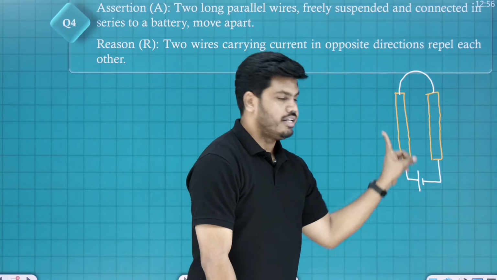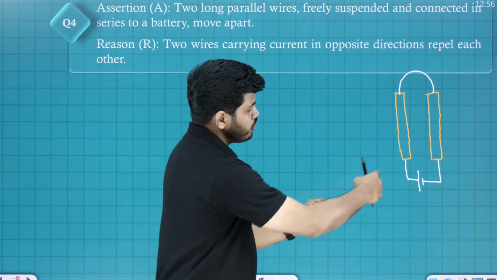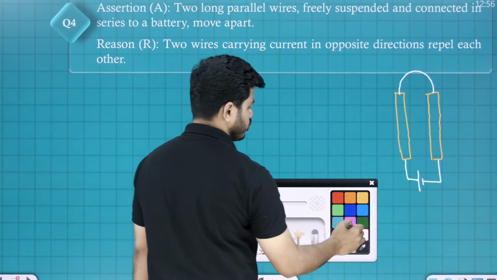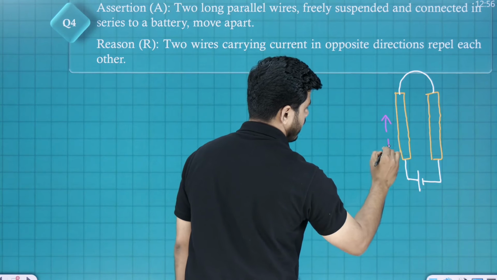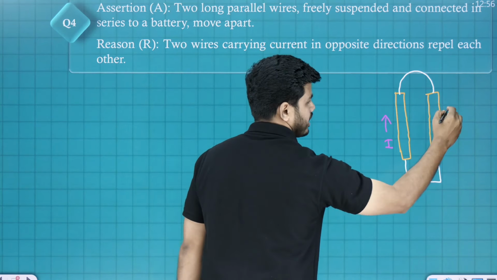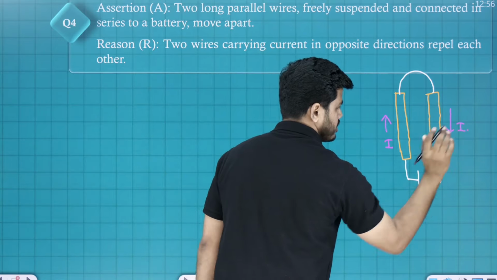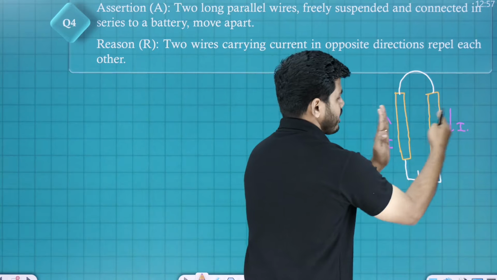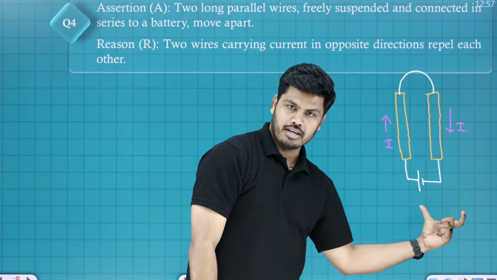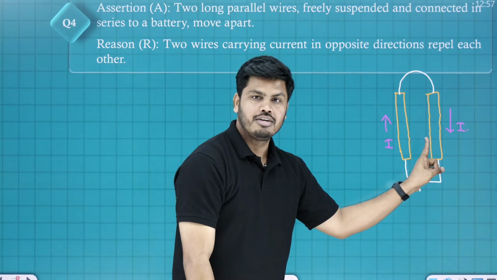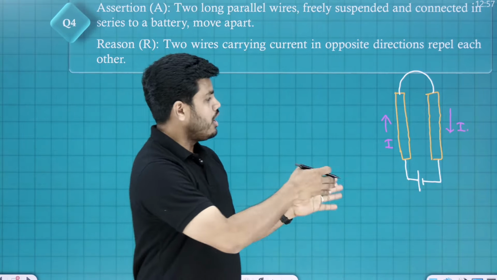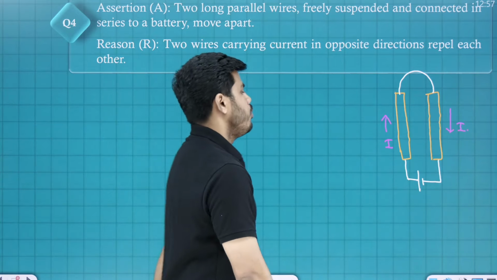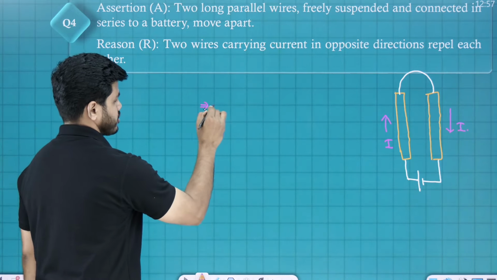If they are connected in series, there is only one single branch. So if you have a current I flowing through the first one in this direction, then the current continues in the other one, the same current I, but downwards. So we have two parallel conductors connected in series with a cell. Now we can see from the figure that the current flowing through these two is in opposite directions. What happens when the current flows in the opposite direction?